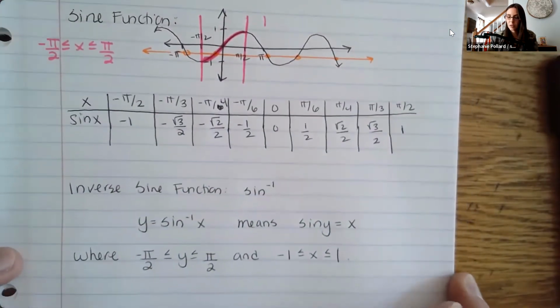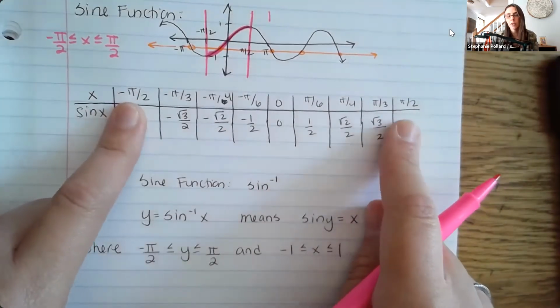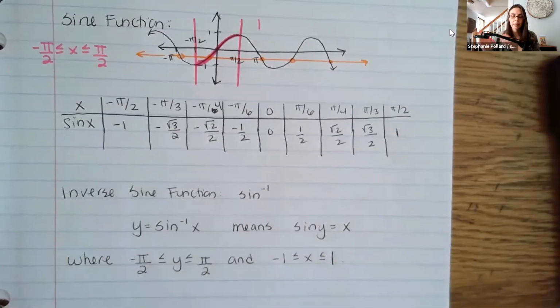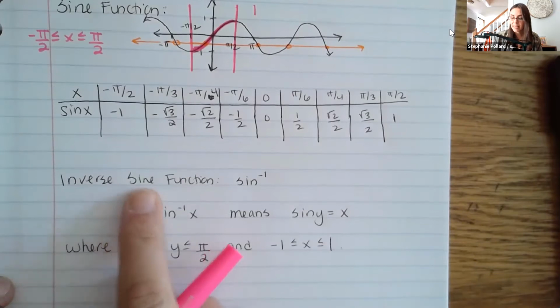And that's what you see here. So I only put those key values in from negative pi over 2 to positive pi over 2. And again, this is just one way to cut the graph. So you can extend this idea to other parts of the graph if you wanted to, just focusing on other areas instead.